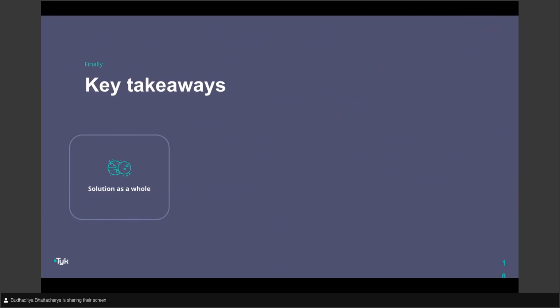So just to recap a little bit in terms of what we talked about today, and as a final set of key considerations when you're dealing with data sovereignty, what all do you need to consider? I think the first thing that comes up, if you look at the solution, is that you need to consider your solution as a whole.